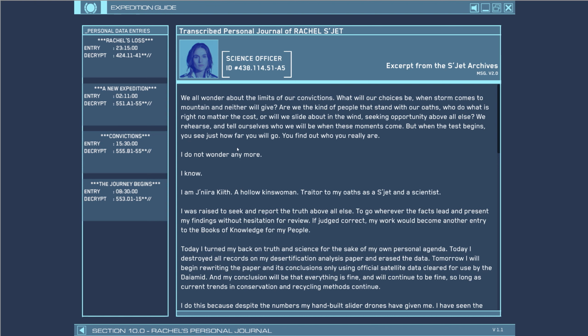Alright, convictions. We all wonder about the limits of our convictions. What will our choices be when the storm comes to mountain and neither will give? Are we the kind of people that stand with our oaths, who do what is right no matter the cost? Or will we slide about in the wind, seeking opportunity above all else? We rehearse and tell ourselves who we will be when these moments come. But when the test begins, you see just how far you will go. You find out who you really are. I do not wonder anymore.